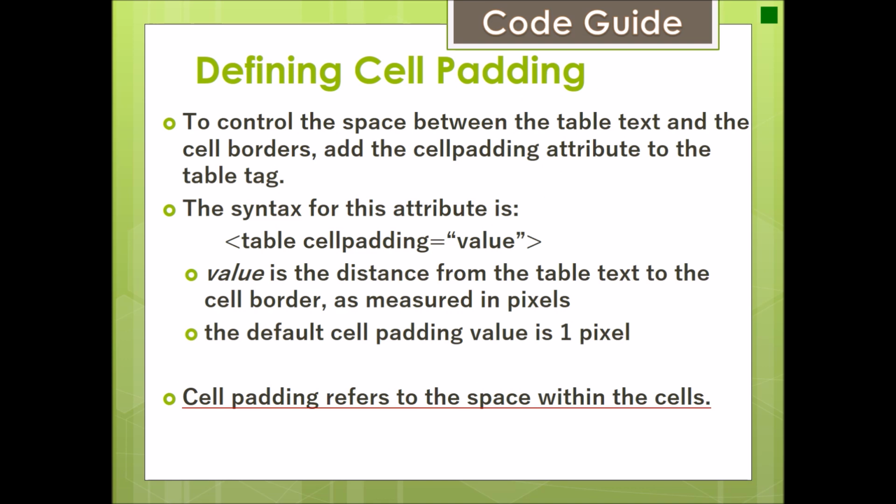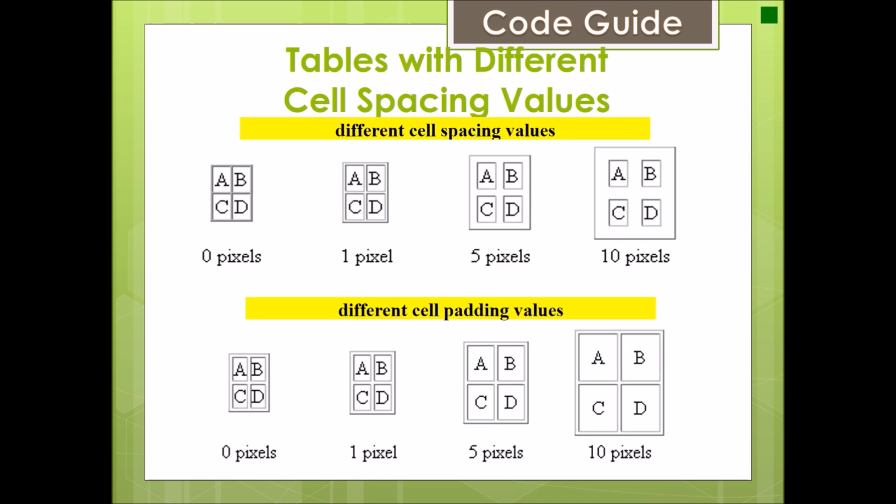Defining cell padding: to control the space between the table text and the cell border, the cellpadding attribute is used. So <table cellpadding=value>. The value is the distance between the table text and the cell border, measured in pixels. By default, it is 1 pixel. So cell padding refers to the space within the cells.